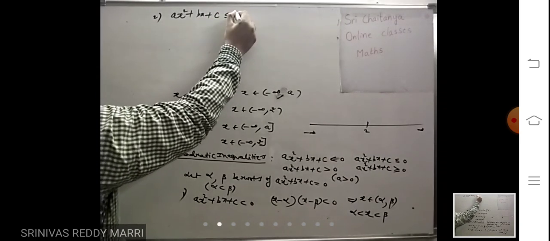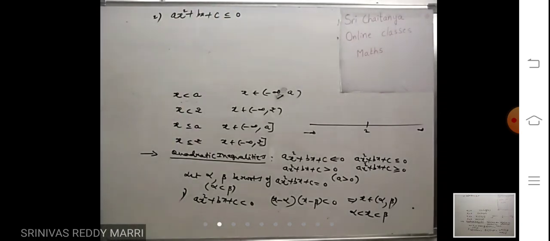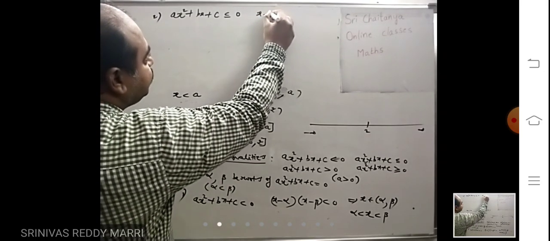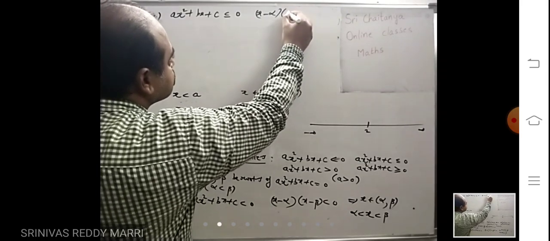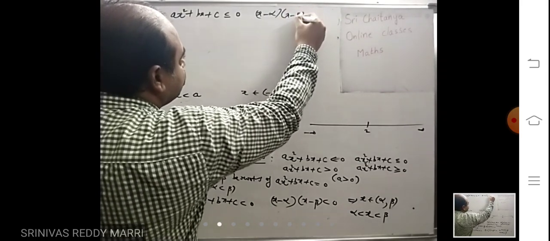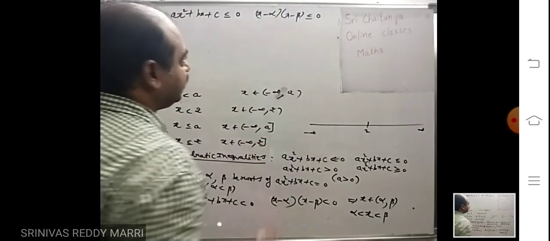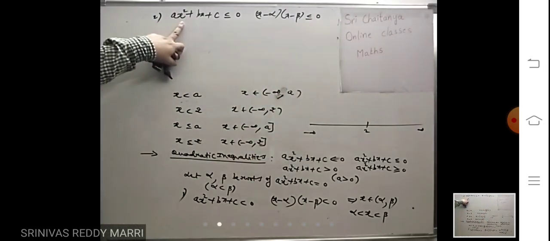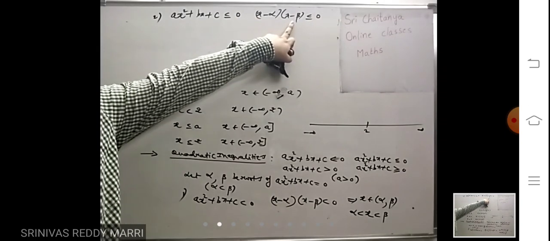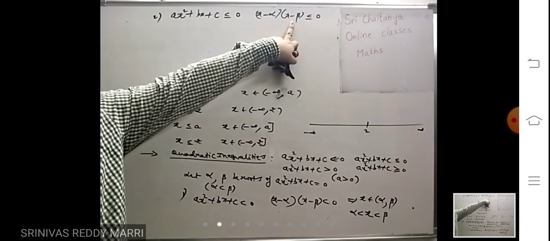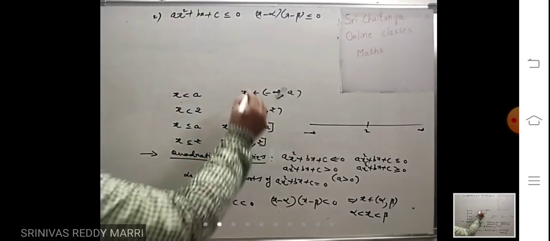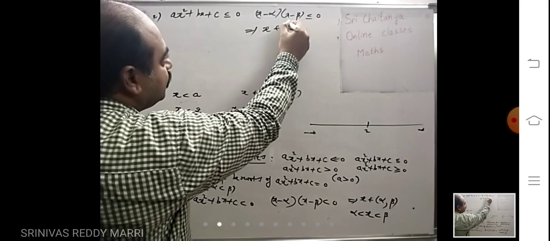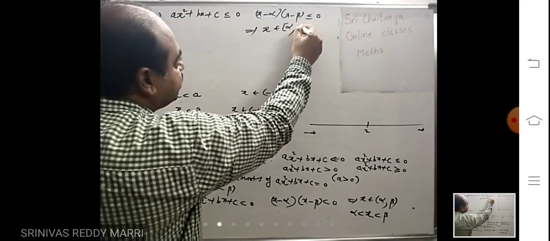Suppose you got less than or equal to 0. We will factorize this first. The first step is to find the roots and factorize: x minus alpha into x minus beta less than or equal to 0. Whenever you get less than or equal to 0, equal to 0 is also there.